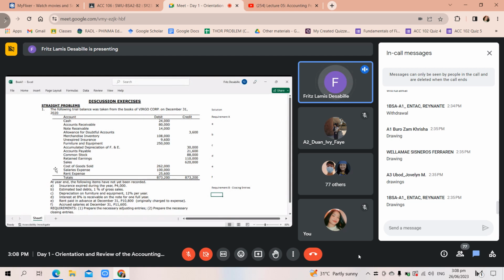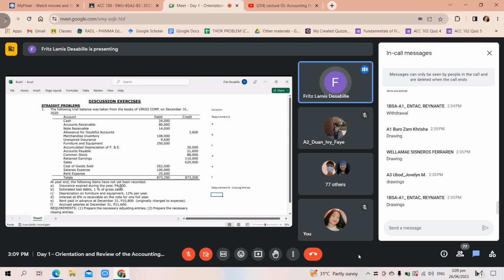And rent expenses, we may recognize either accrued rent expense, which is a liability, or a prepaid rent, which is an asset, depending on the situation. So those are accounts which potentially would result in an adjustment. So even without A to F, we know unsa nga mga accounts ang kailangan nato i-adjust. Okay, let's start with letter A.